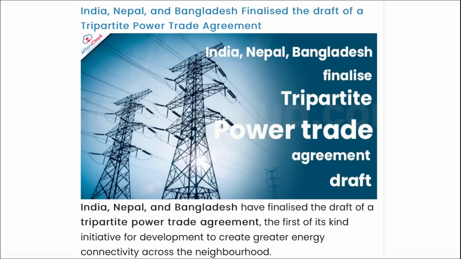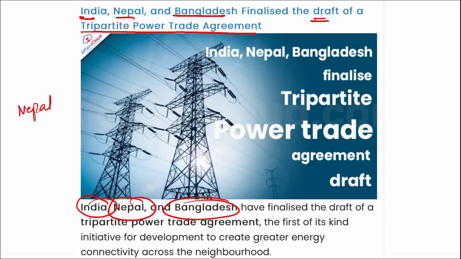Next is India, Nepal and Bangladesh. They have finalized the draft for a tripartite power trade agreement. I repeat, which 3 countries recently signed a tripartite power trade agreement? It is Nepal, India and Bangladesh. And remember, under this agreement, Nepal and Bangladesh will send surplus power from one region to another via the Indian grid.